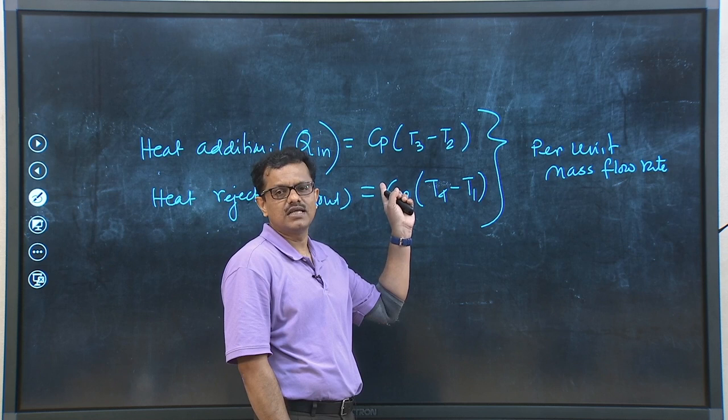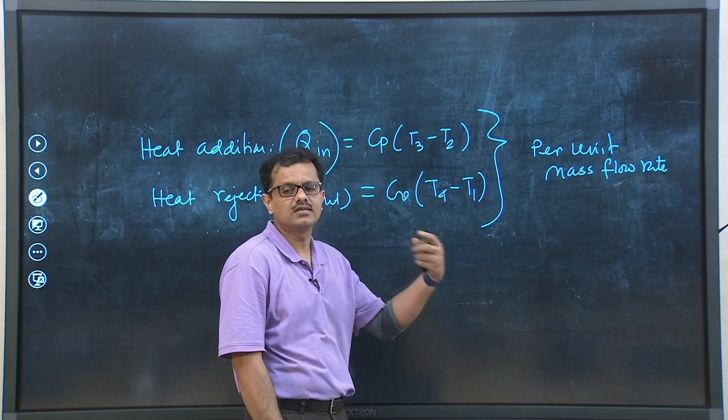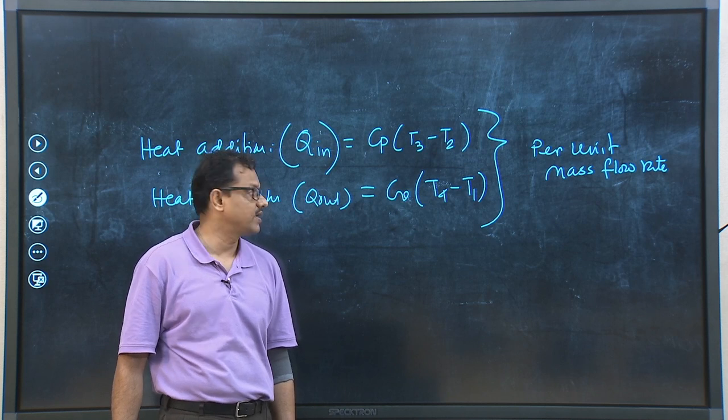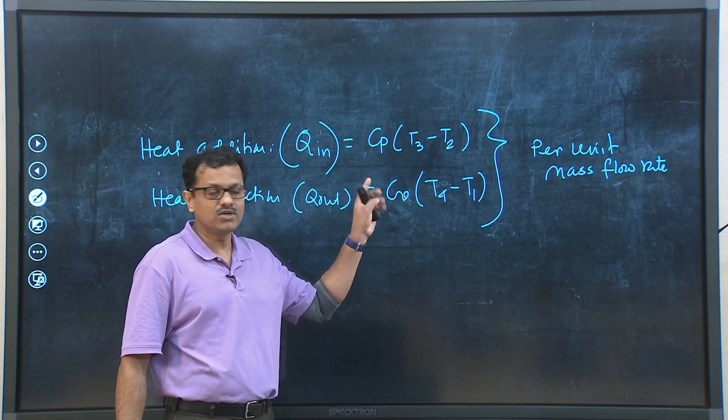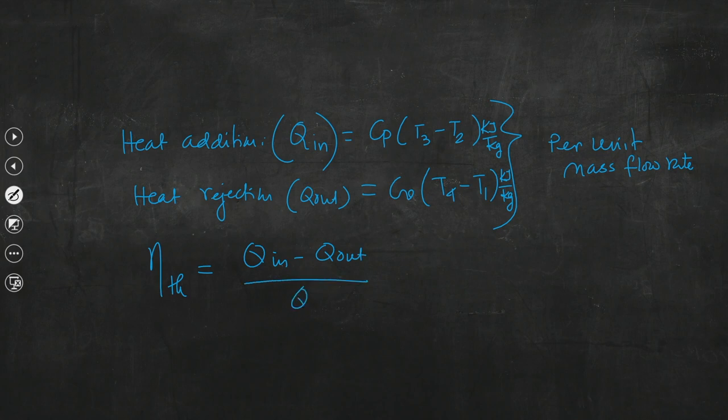From there, we can calculate the amount of heat being added to the cycle and the amount of heat being rejected from the cycle to make the processes be executed in a cyclic manner. Now, the unit should be, as I told you, kilojoule per kg. And we can also calculate thermal efficiency, that is nothing but Q in minus Q out divided by Q in.